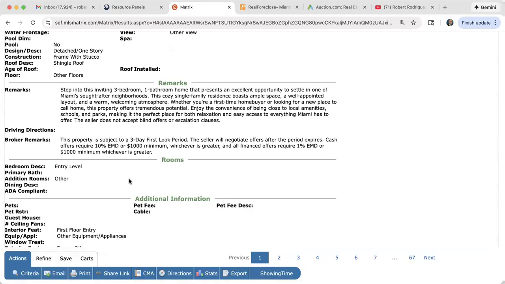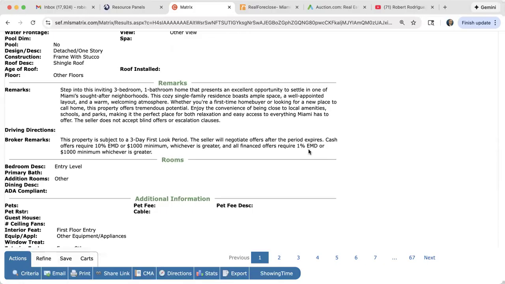What they're trying to do during these first 3 days is that they're trying to give a buyer an opportunity to buy the home and make it their homestead, make it their home, not an investor, right? After 3 days, then investors are welcome. The seller will negotiate offers after the period expires. Cash offers require 10% earnest money deposit or a $1,000 minimum, whichever is greater. And all finance offers require 1% earnest money.